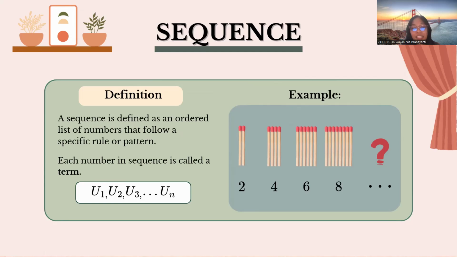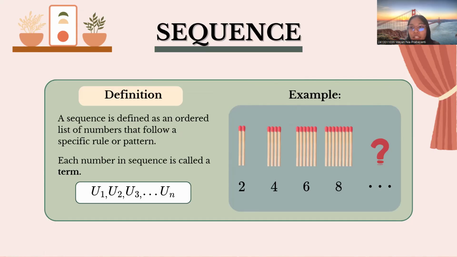So we can write a sequence like this. You can see on the screen. U sub 1 is the first term. U sub 2 is the second term, and U sub 3 is the next term, and so on until U sub n. Here n represents the term at the end position.